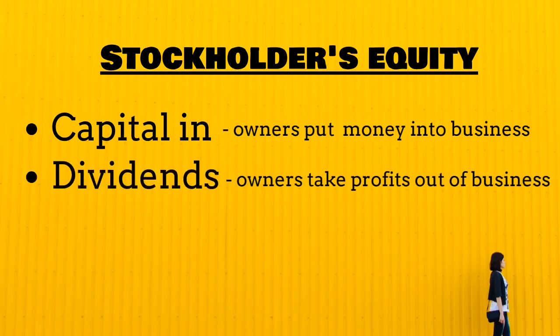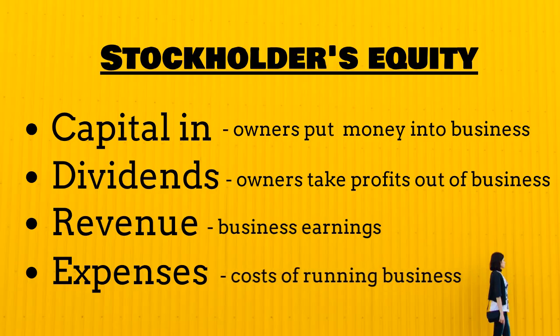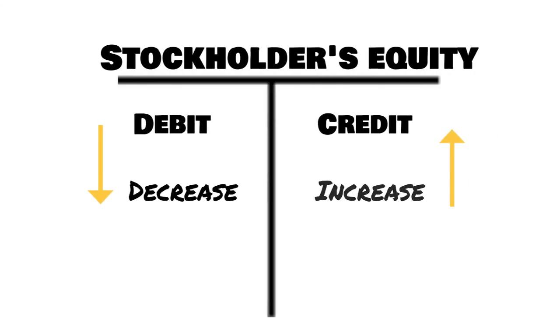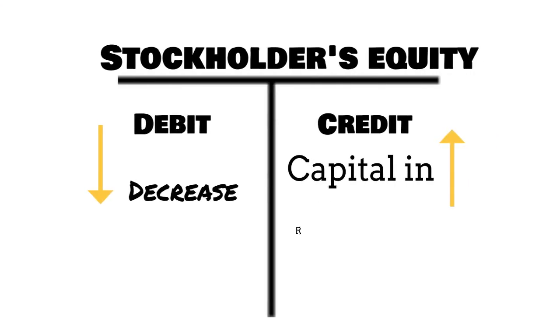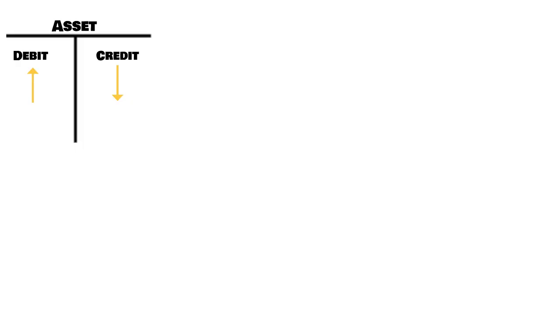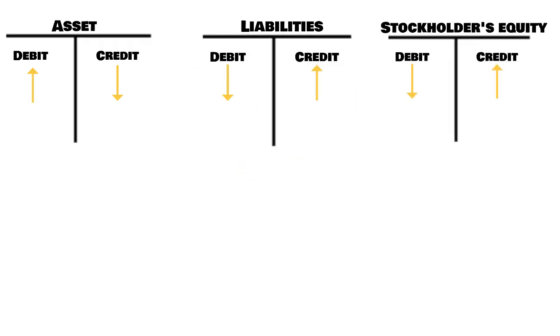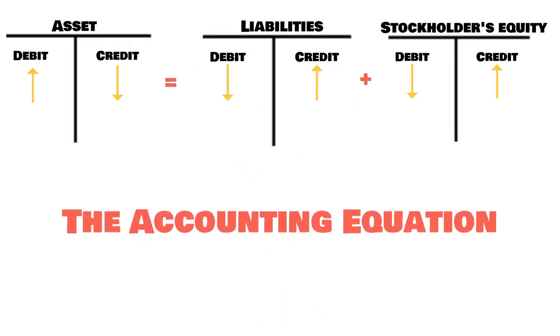Dividends is when the business pays out shares of profits to its owners. Revenue is the earnings of the business, and expenses are the costs of earning those revenues. Things like rent, utilities, salaries, and so on. Let's combine that information with our T account. You can see that capital in and revenue are both credits because they increase stockholders' equity, and dividends and expenses are both debits because they decrease stockholders' equity. All three come together to be the accounting equation. Assets equal liabilities plus stockholders' equity.